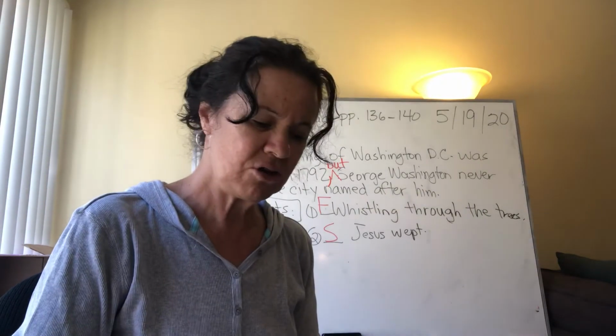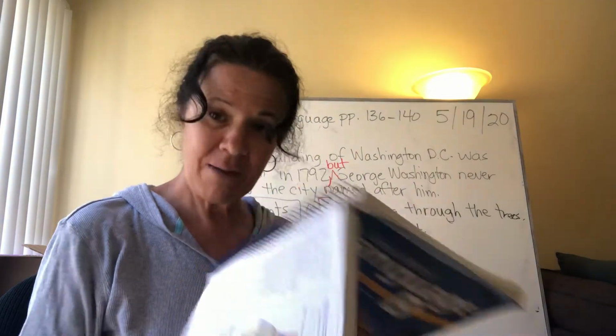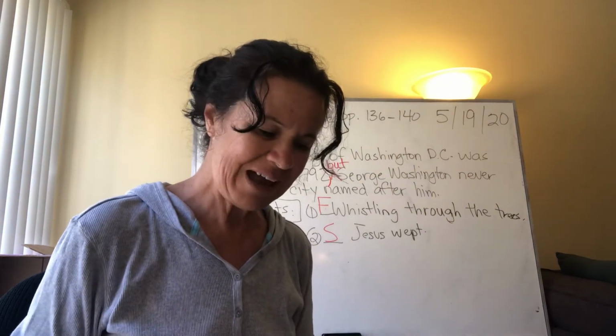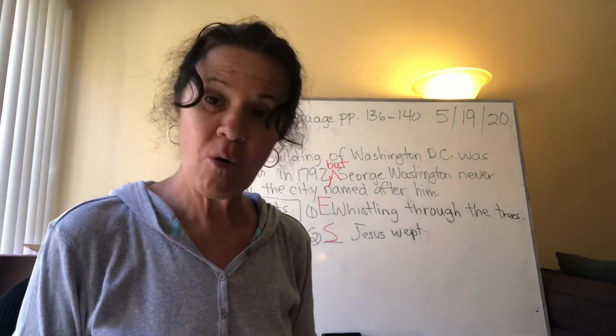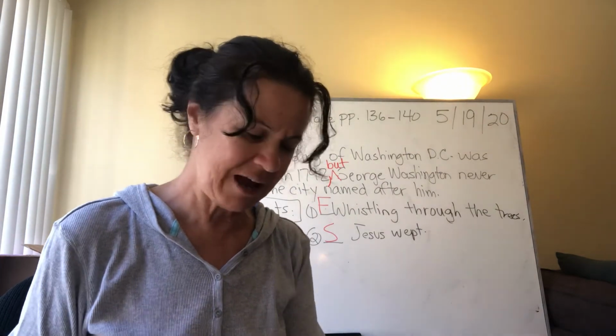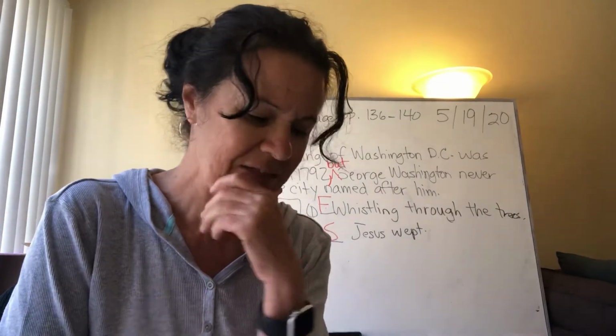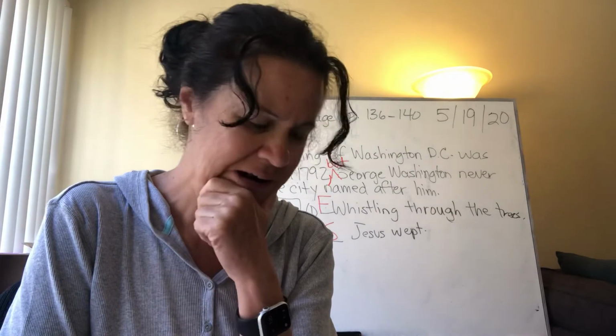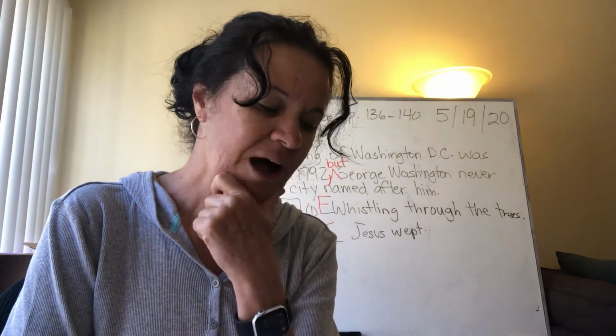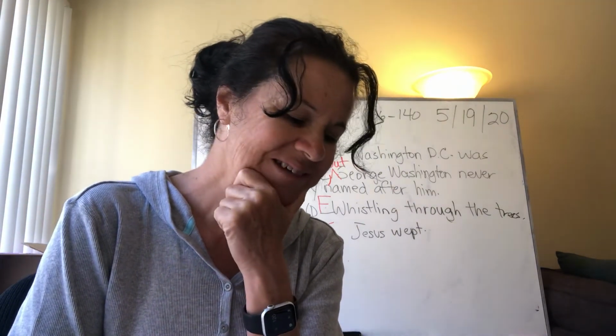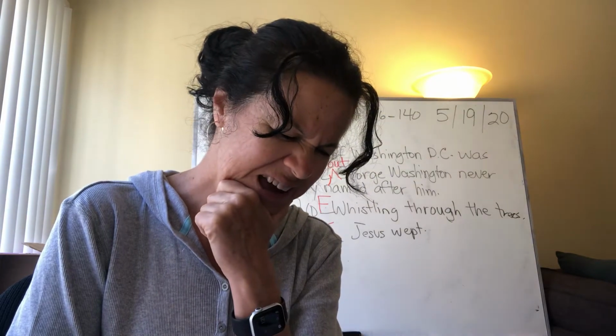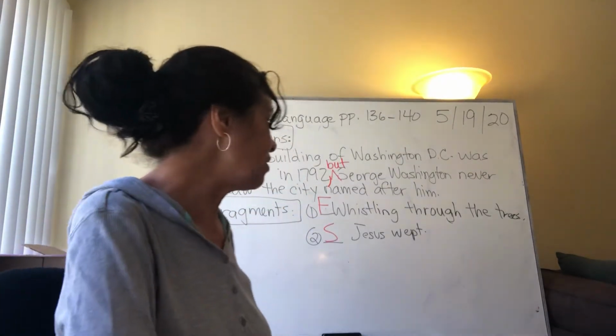Now we're going to learn another few comma rules on page 138. So comma rule number 4 says, I'm on page 138, and we're going to apply them on pages 138 and 139. It says, use commas to separate items in dates and addresses, okay? Dates and addresses.